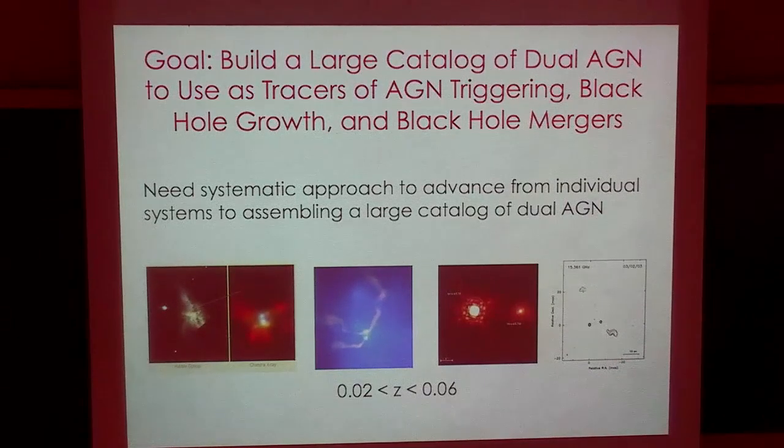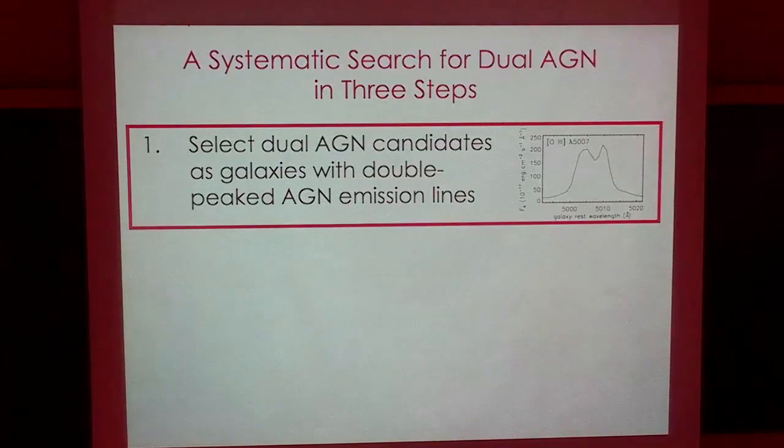The benefit to approaching this problem systematically is that we can push this out to larger redshifts. All of these chance discoveries are at very low redshifts, but if we do this systematically, we can start to look at how these different properties evolve as a function of redshift. I'll boil down this technique into three steps.